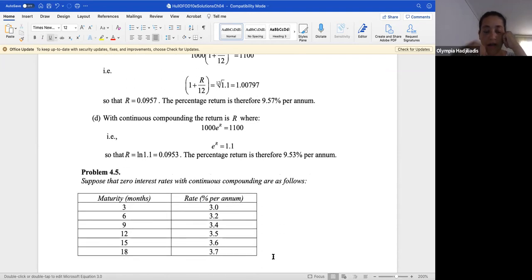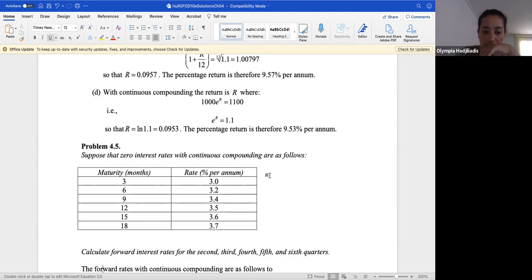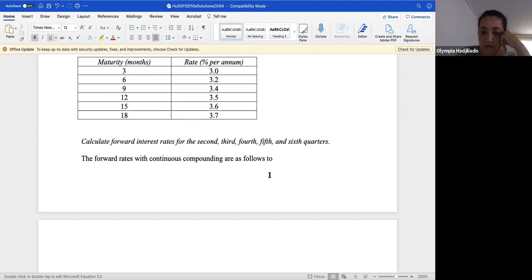So here, this is problem 4.5. Suppose that zero interest rates with continuous compounding are as follows. Maturity 3 months, the rate is 3%. Maturity 6 months, the rate is 3.2%. The question is, can you calculate the forward interest rates for the second, third, fourth, fifth, and sixth quarters?